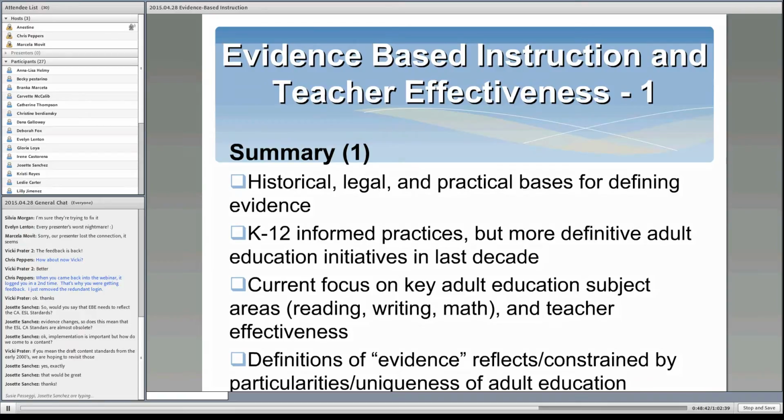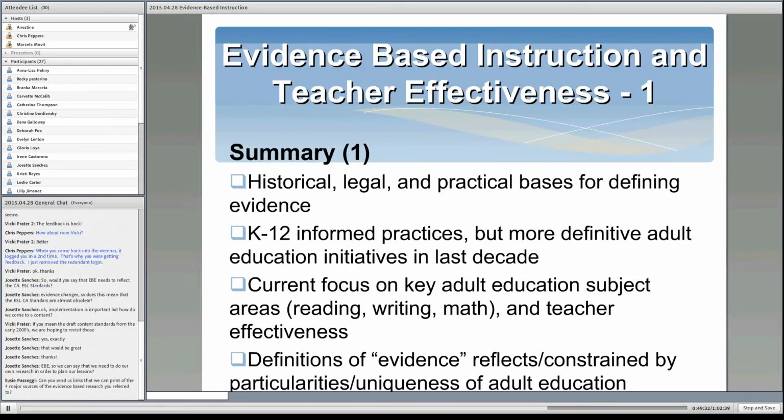In summary, it's important to bear in mind that there is a historical, legal, and practical basis for defining evidence. Evidence is not, I saw it today and it worked today and it's good. It requires monitoring over time. It requires rigor. It is important to also bear in mind that K to 12 information has informed practices, but there are some more definitive adult education initiatives in the last decades, and I described 4 of them to you. And of course, the current focus on key adult education subject areas is math, writing, reading, and teacher effectiveness. And perhaps with the new move in technology, there might be more of a drive in that area that might possibly be integrated with these other subject areas, but it is hard to tell at this point.